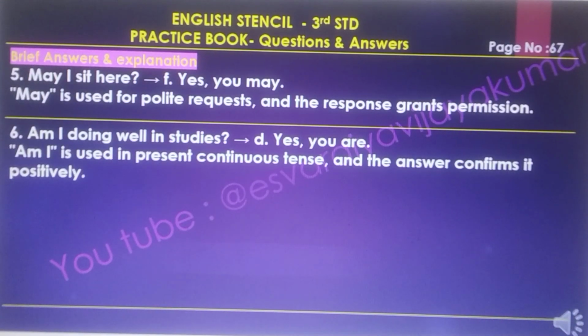May I sit here? Yes, you may. May is used for a polite request and the response grants permission. Am I doing well in studies? Yes, you are. Am is used in the present continuous tense and the answer confirms it positively.